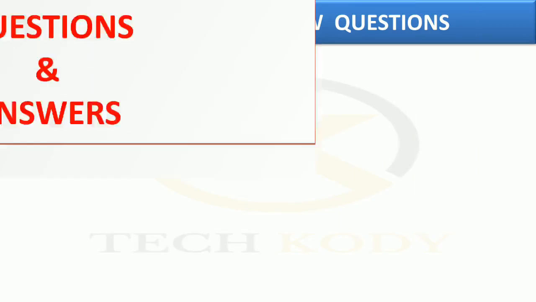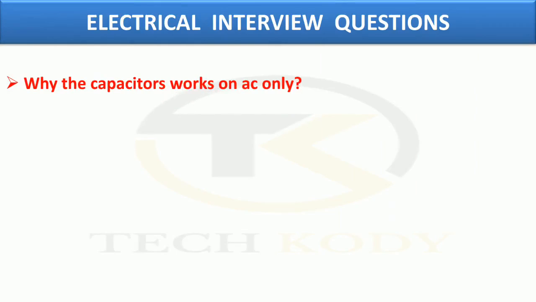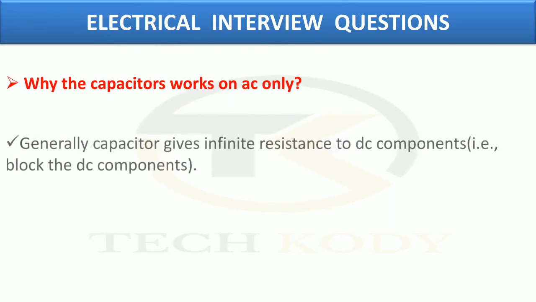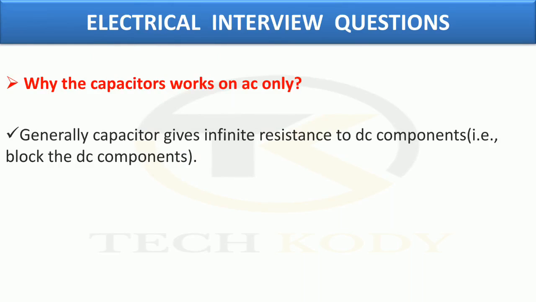The first question is, why does the capacitor work on AC only? Generally the capacitor gives infinite resistance to DC components, that is, it blocks the DC components, and it allows the AC to pass through.